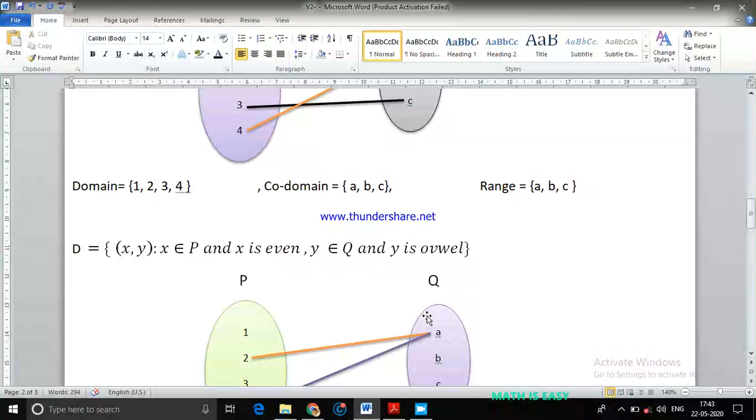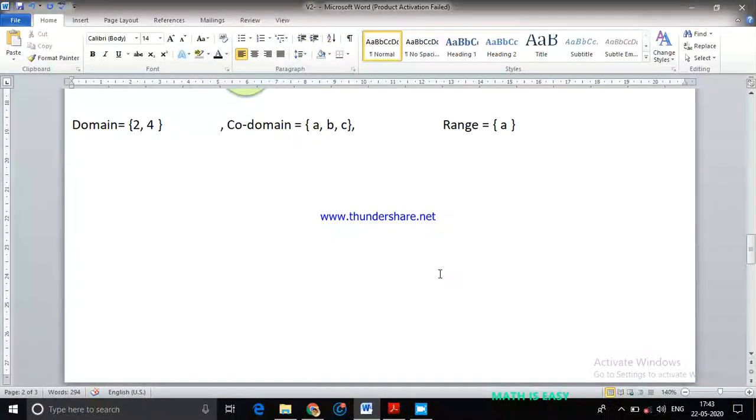Okay, so you can also define an empty relation. An empty relation means the number of elements in that relation is 0. There will be no elements. That's called an empty relation.